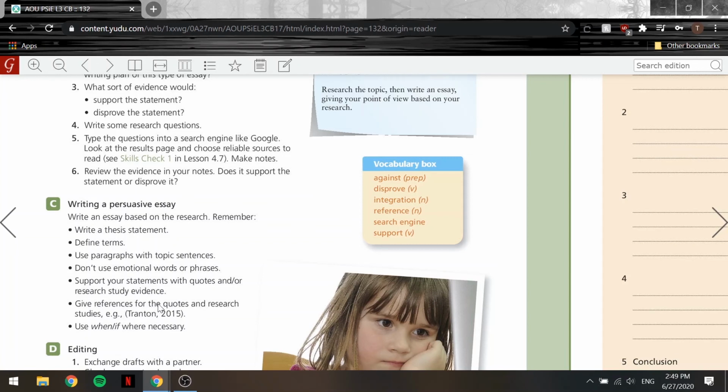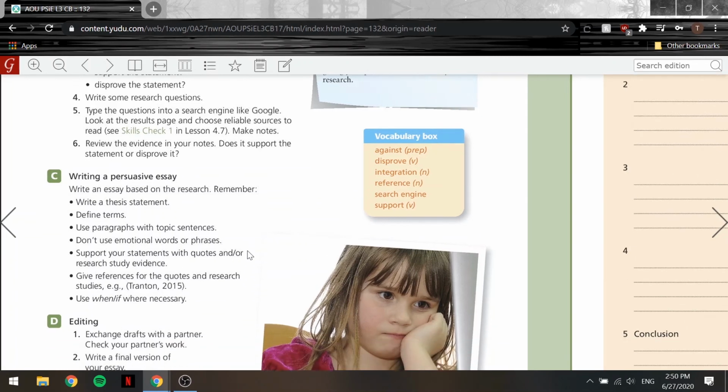Give references for the quotes and research studies. Okay, this is also important. So you got to give reference to who you're quoting, right? Or from which, or how did you get your research? So for example, if a certain company or a certain university did research on a specific topic, you got to quote that university and the year that the research was conducted, okay?